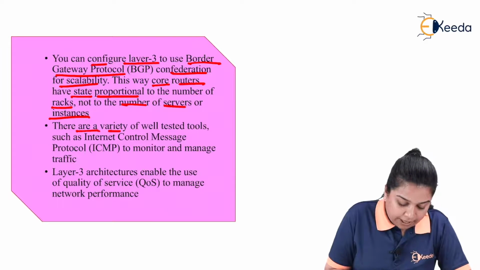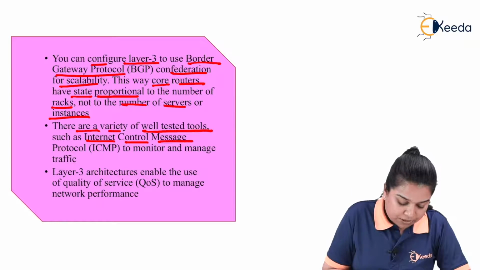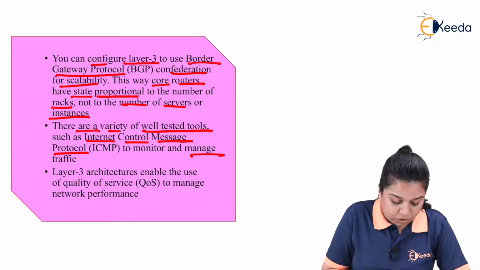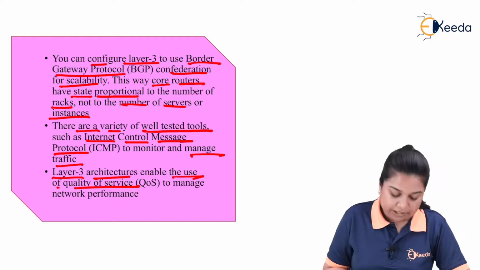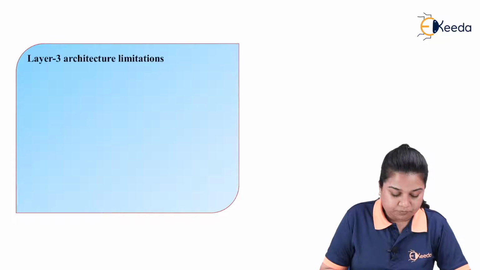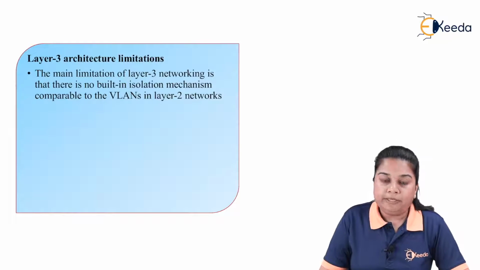There are a variety of well-tested tools such as Internet Control Message Protocol, ICMP, to monitor and manage traffic. Then layer 3 architecture enables the use of quality of service to manage network performance. Then layer 3 architecture limitations.